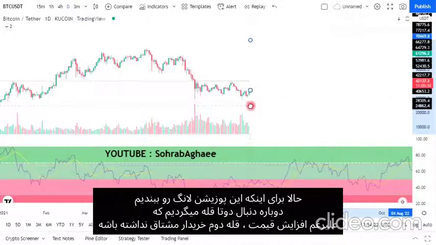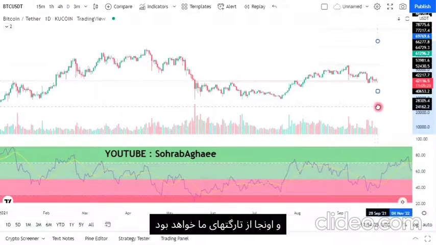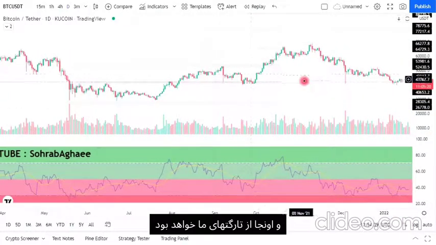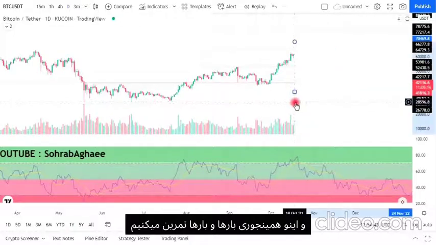Now we have an open long position and are looking for two peaks. That second peak has no eager buyers, and there is our target. And we do this over and over again.